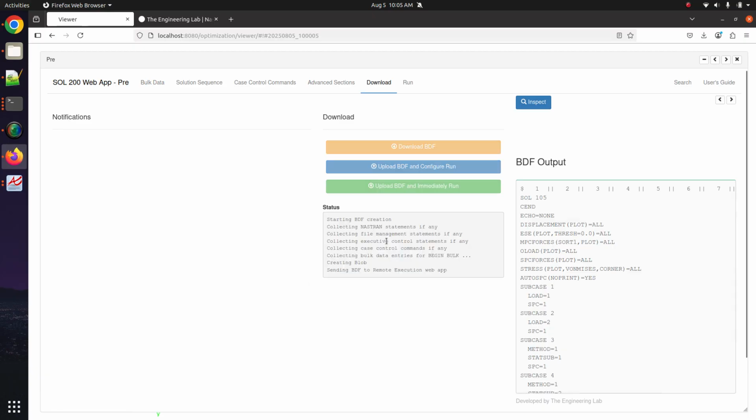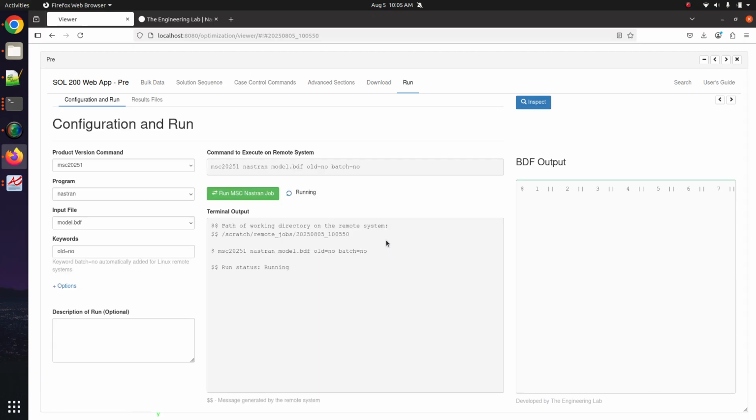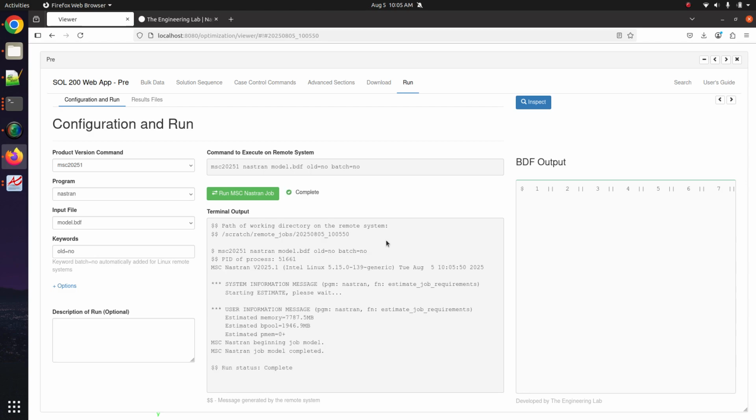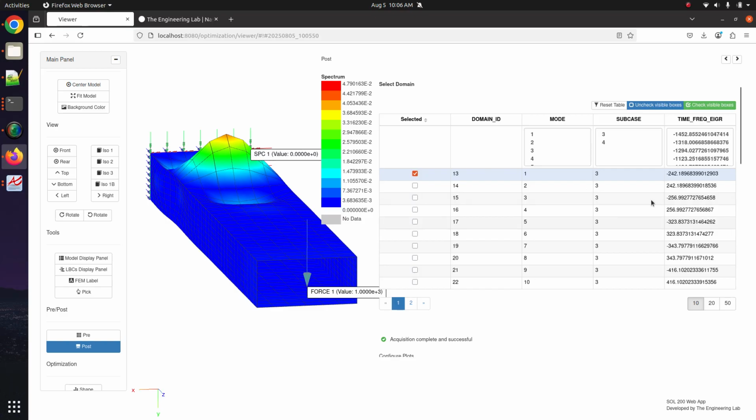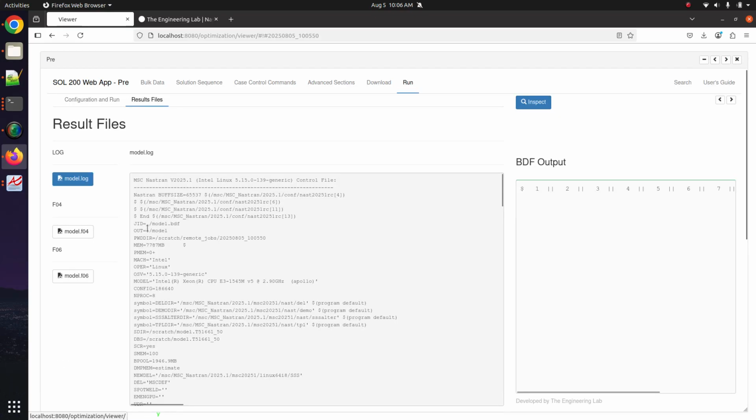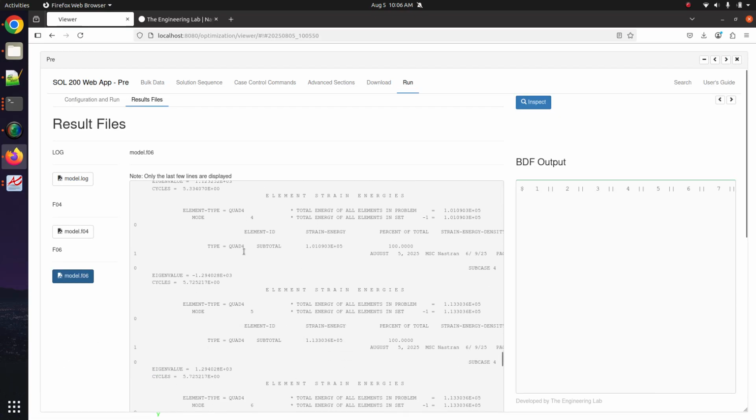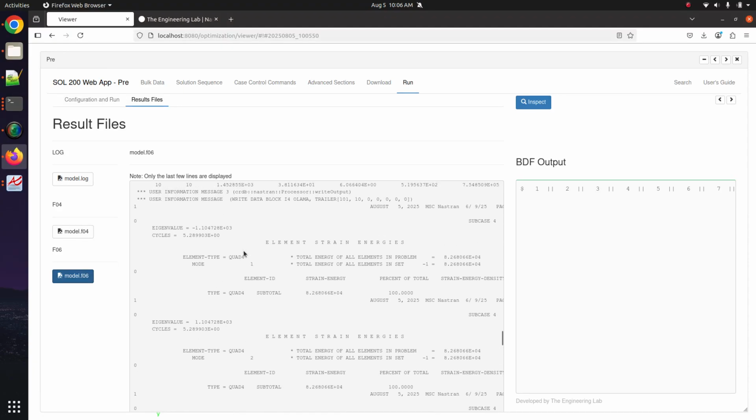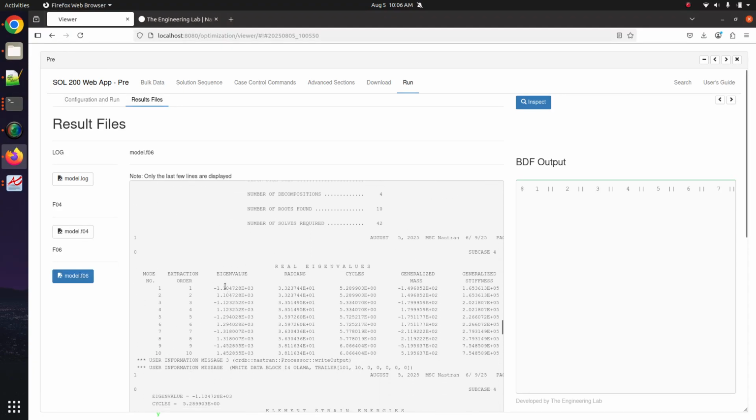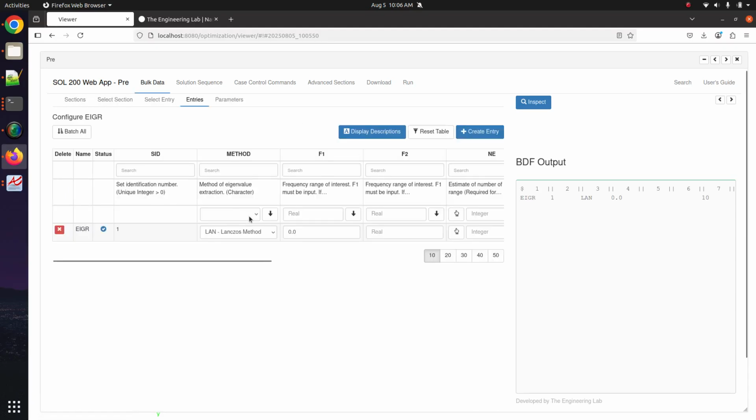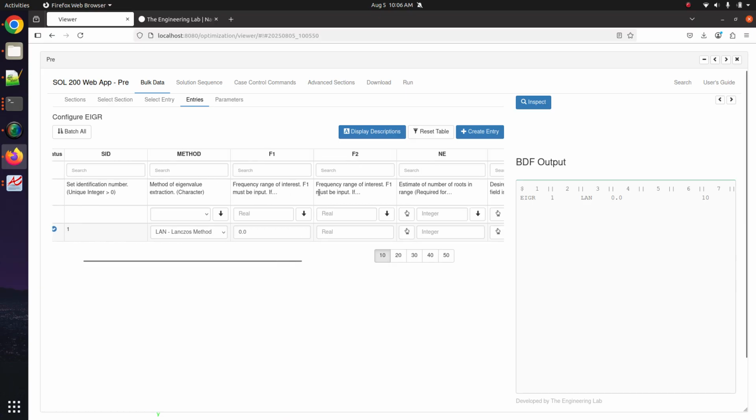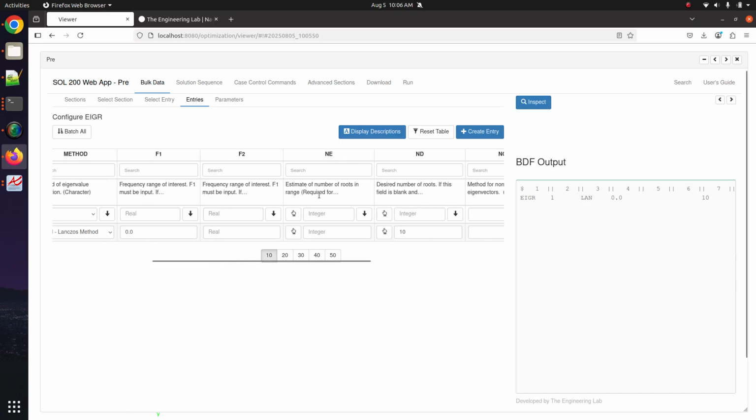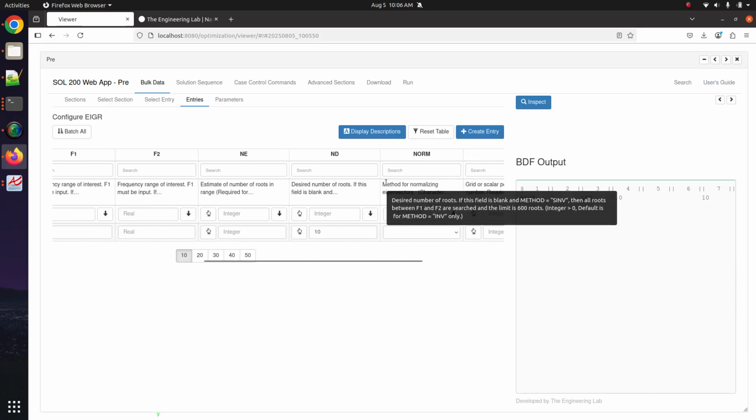Let's go to download and click upload PDF and immediately run. And we'll do two things here. We'll confirm the eigenvalues are positive. So let me go back to the F06 file and let's look here, real eigenvalues. And then I think I might have to read, okay, maybe I misread that. Let's go back to the bulk data entry section. Frequency range of interest. Let's go here. Estimate root. I think it's one of these settings that you use to control that.